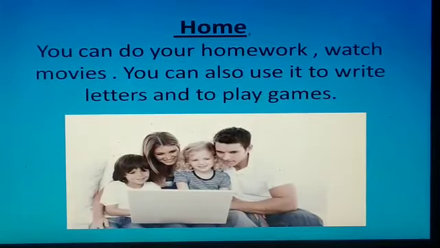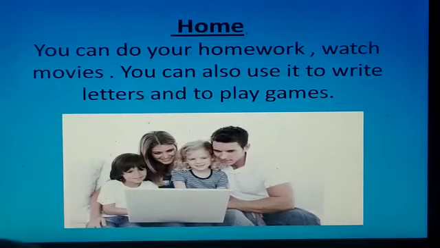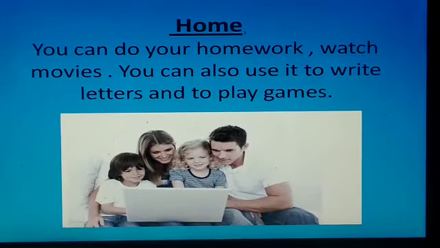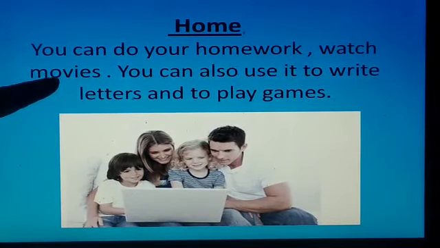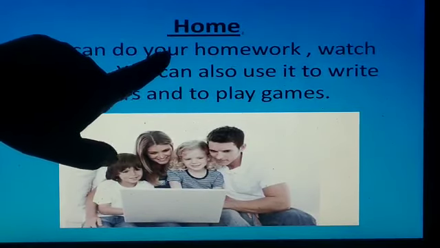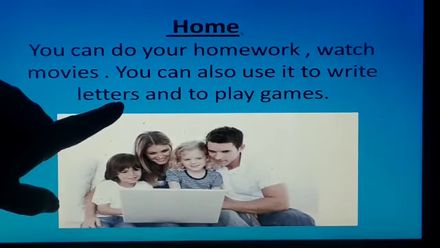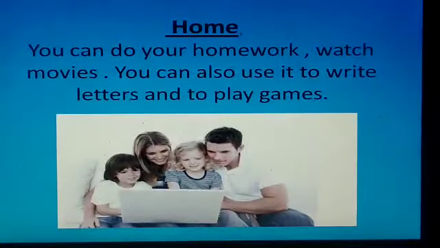Now next is home. What can you do at home through computer? You can watch movies, you can do your homework, you can write letters, and you can play games.